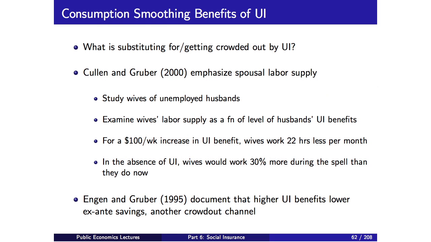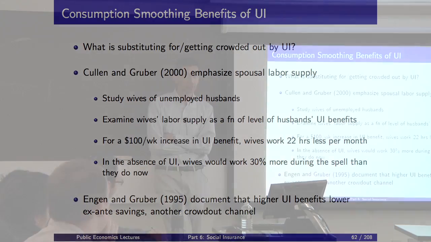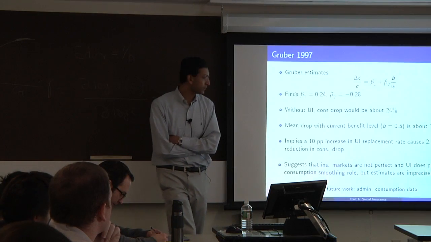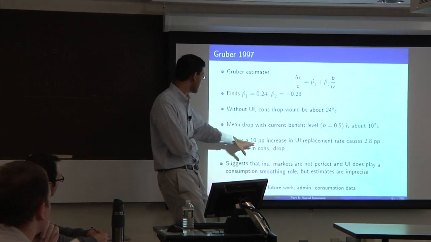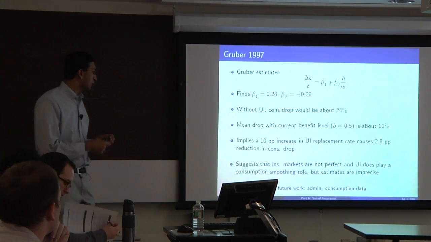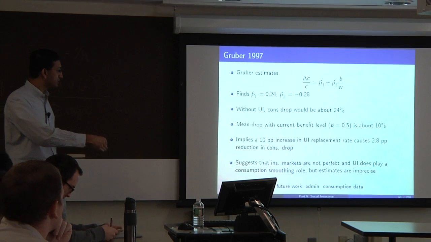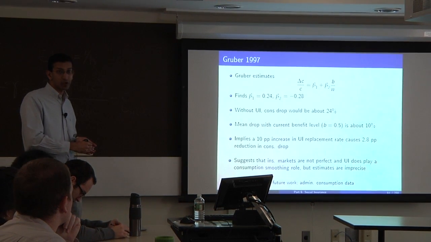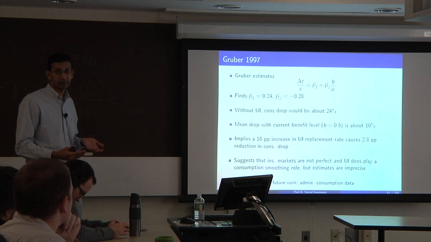So an interesting question to think about is you notice that people are in fact consuming more when you give them more UI benefits. But one thing I want to emphasize here, sorry, I should have stressed it earlier, is that when you raise UI benefits by $1, consumption is going up by much less than $1, okay?